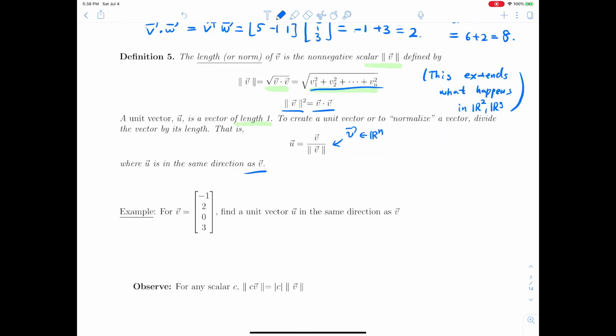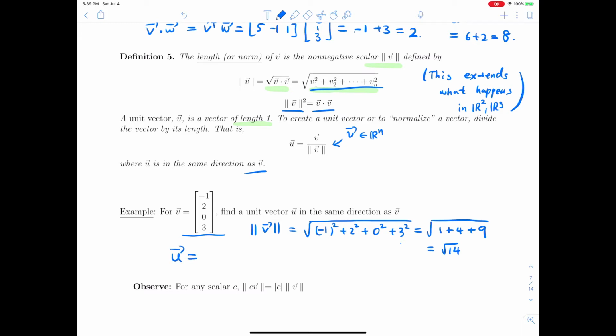So for example, suppose that v is given by negative 1, 2, 0, and 3. Then we can calculate the magnitude of v as the square root of the squares of each entry. So it's negative 1 squared plus 2 squared plus 0 squared plus 3 squared. And this equals the square root of 1 plus 4 plus 9, which equals the square root of 14. So if you normalize the given vector, or divide it by its magnitude, then we get a unit vector which has the same direction as the given vector v.